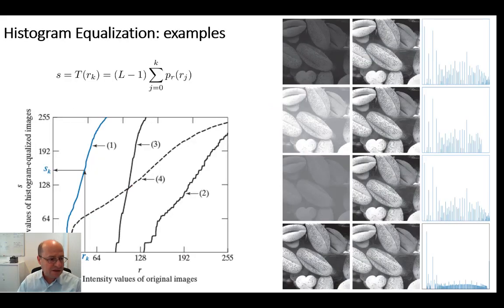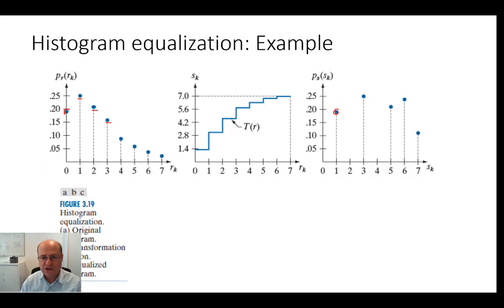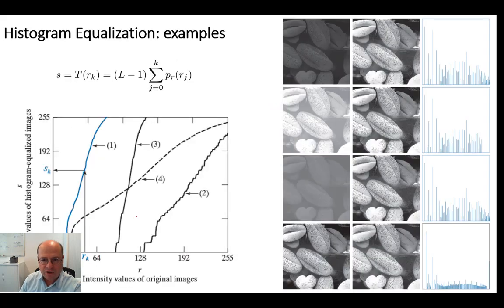I know that the explanation may seem to be going round and round, but the idea is very simple, and I strongly suggest you read this section in the book to get a better grasp of histogram equalization. So this is an example of applying histogram equalization.